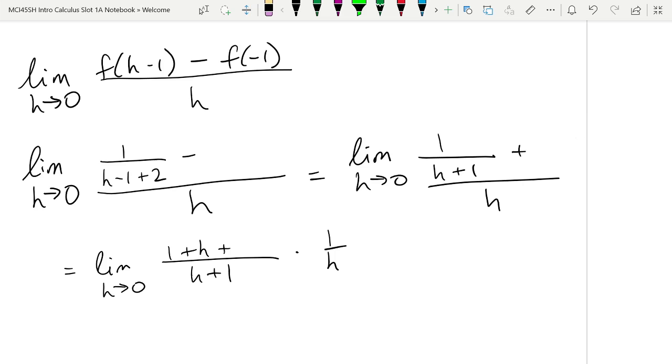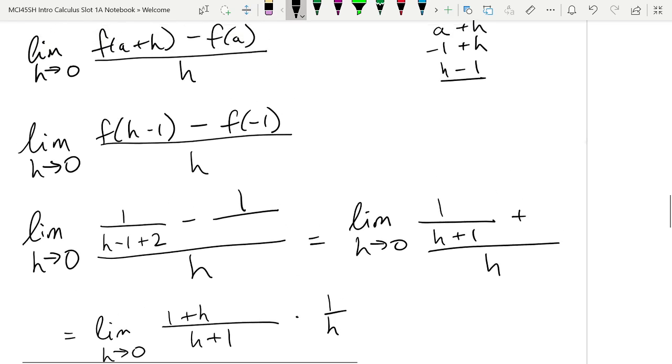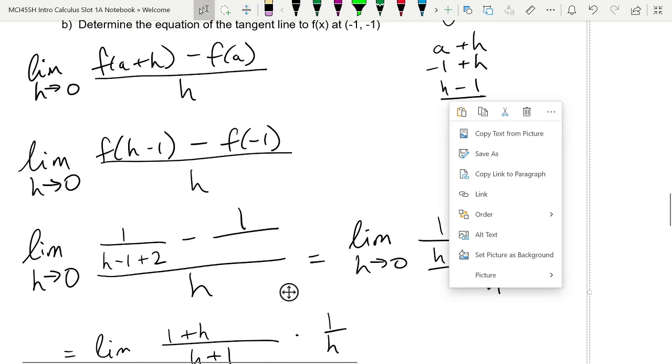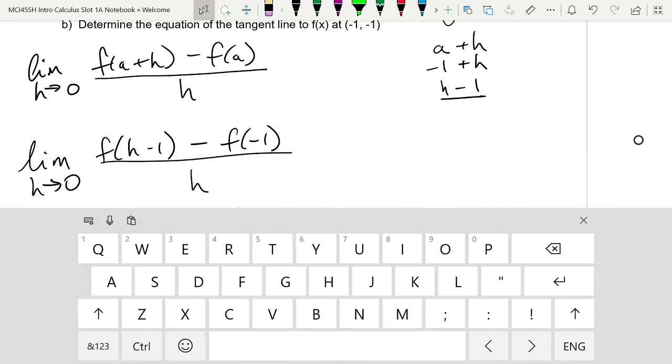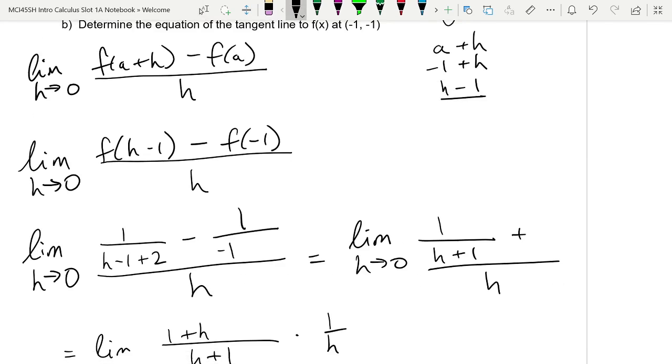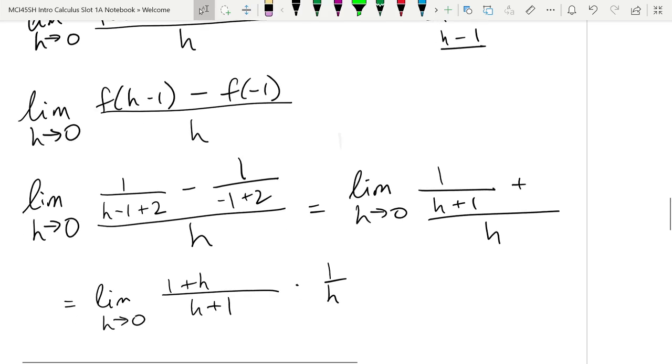Sorry about that. Okay, f of -1 is 1 over... I think I've got that wrong. Yes, I do. It's -1 plus 2. I had the wrong number there. It's not minus -1, it's minus +1. Guess I shouldn't have skipped that step. That was a bad idea. So this is -1, not +1.